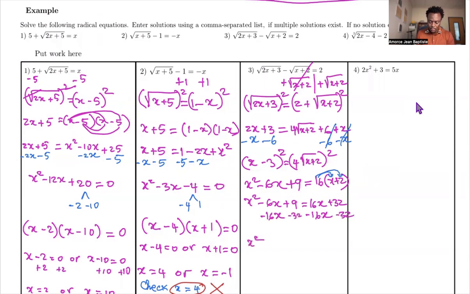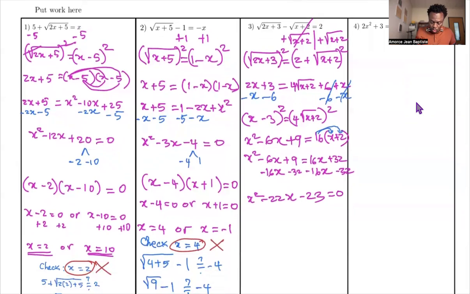So that's x squared minus 22x, and then that's minus 23 equals 0. So 23 can be written as negative 23 times 1, and when we add, we get negative 22.